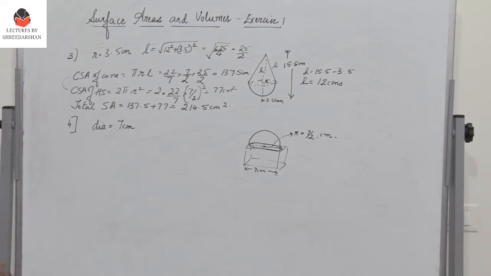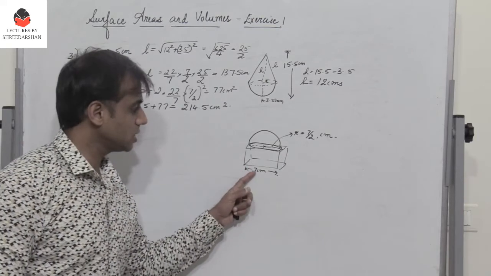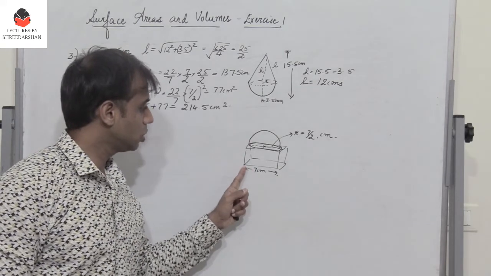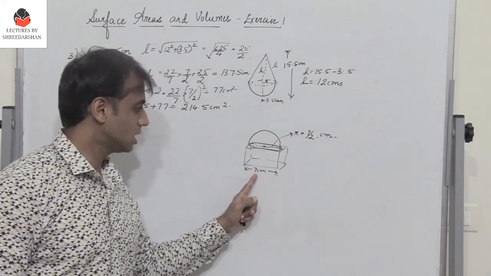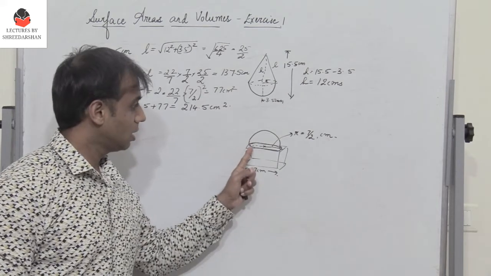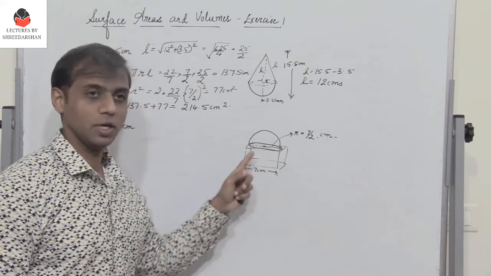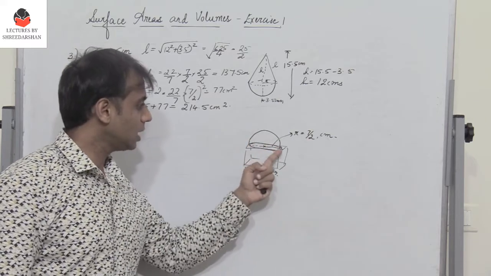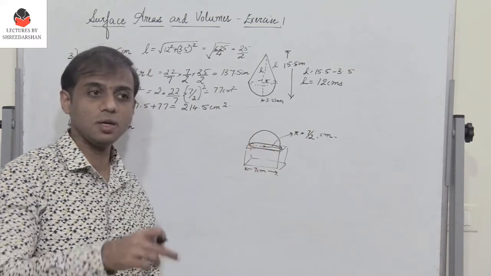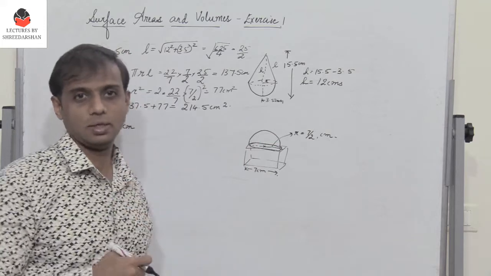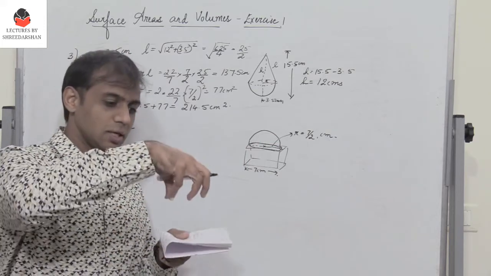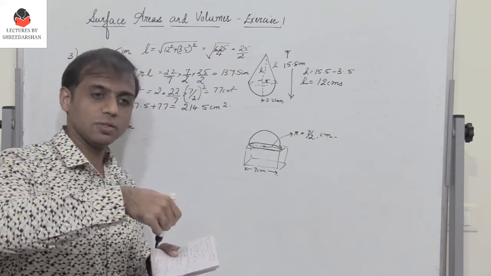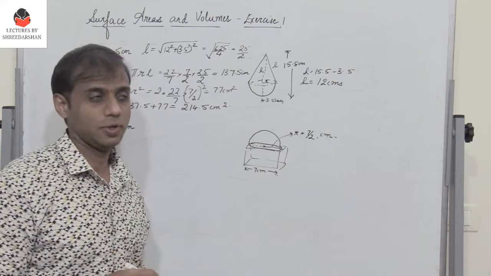So now I need to find the surface area. So what is the surface area? Find the surface area of the entire cube, which is going to be 6 into 7 square. And then I add the surface area of the hemisphere, which is going to be 2 pi r square. And from that I have to subtract the surface area of the base of the hemisphere. Okay, because the hemisphere is sitting on the cube and I need to subtract the base area of the hemisphere.